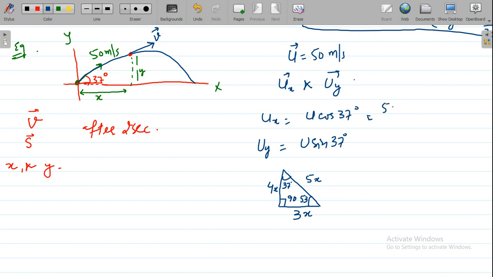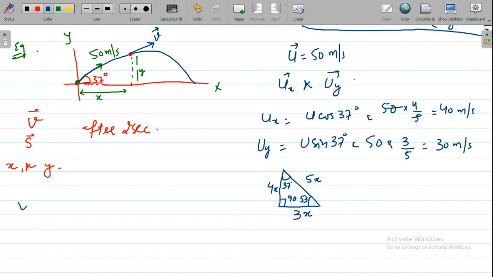So from this, what is the value of cos 37? u is 50, cos 37 will be base upon hypotenuse, that's 4x divided by 5x, that's 4 by 5, that is 40 meter per second, that's ux. And same here, this will be 3 by 5, this is 30 meter per second. So we know ux is 40 meter per second and uy is 30 meter per second.